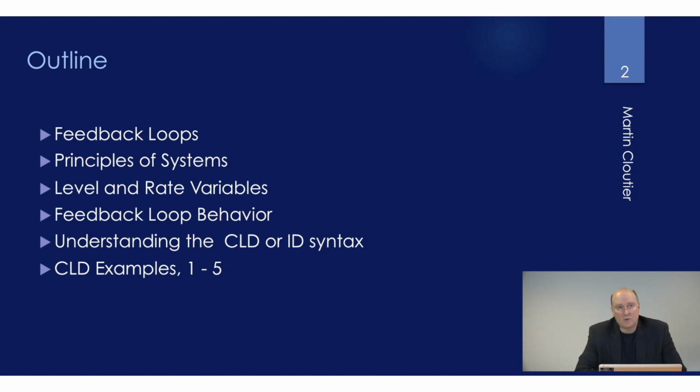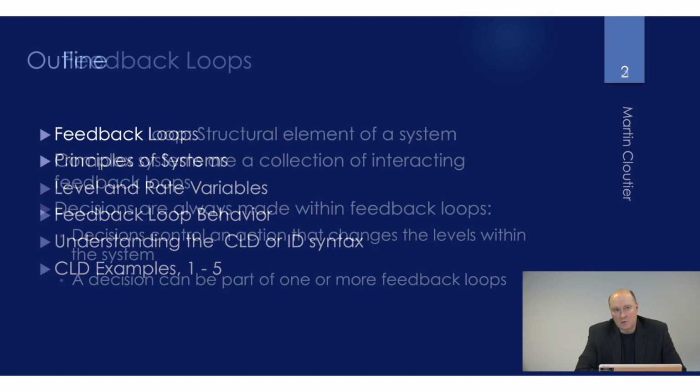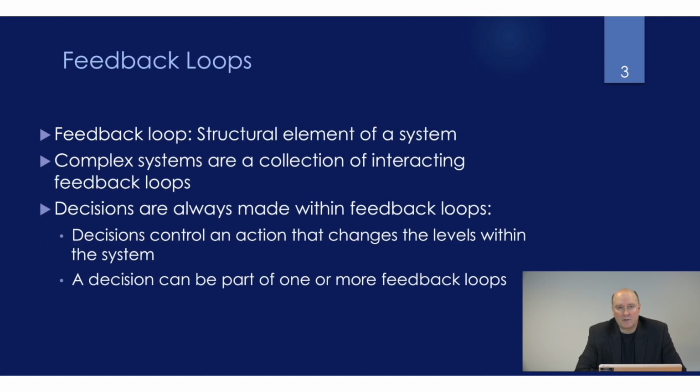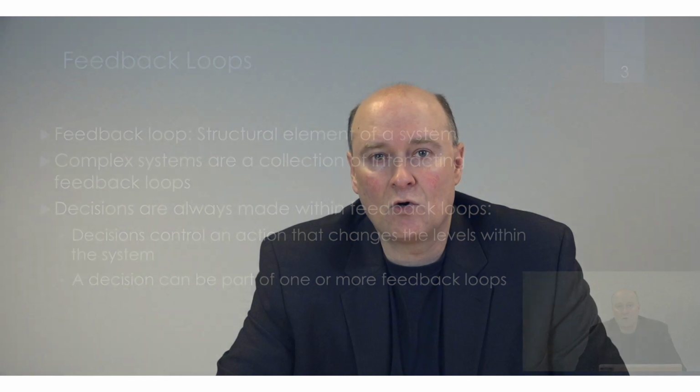Now, feedback loops. Feedback loops are the basic structural element of a system. It's very important to understand and to retain that complex systems are a collection of interacting feedback loops, and that decisions are always made within feedback loops. For example, decisions control an action that changes the levels within a system. And a decision can be part of one or more feedback loops at the same time.